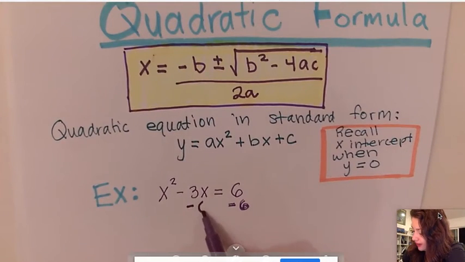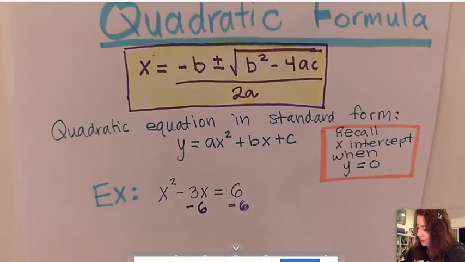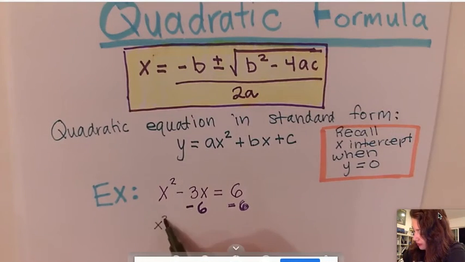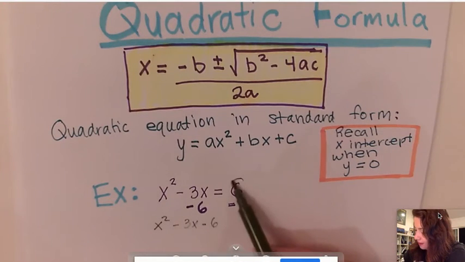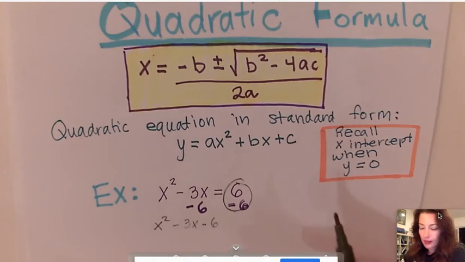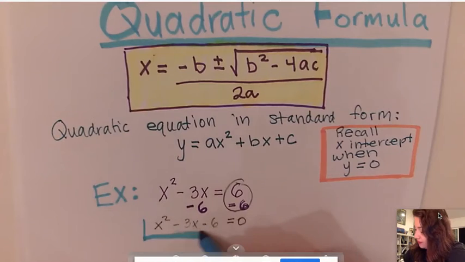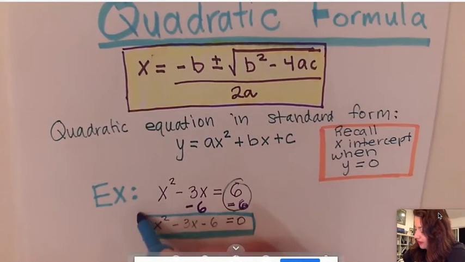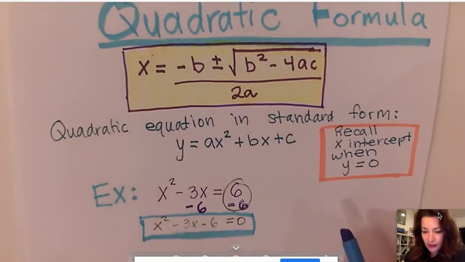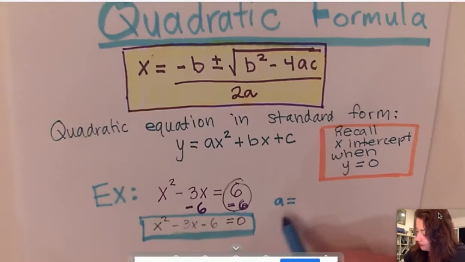So when we subtract 6, be careful to combine your terms. We end up with x squared minus 3x minus 6. And then what happens here? That equals 0. All right. Now that our equation is in standard form, we are going to identify our a value, our b value, and our c value.